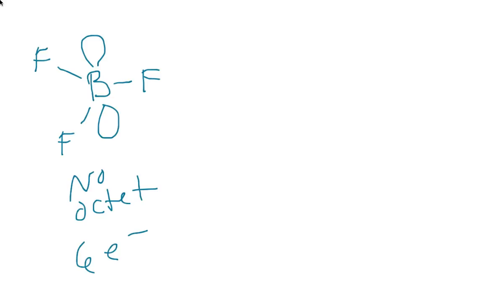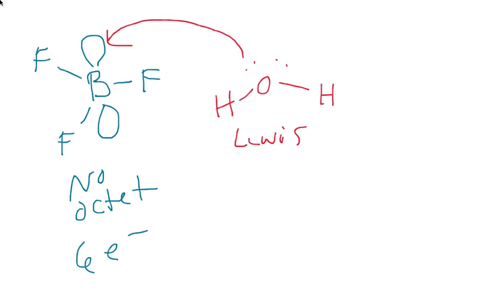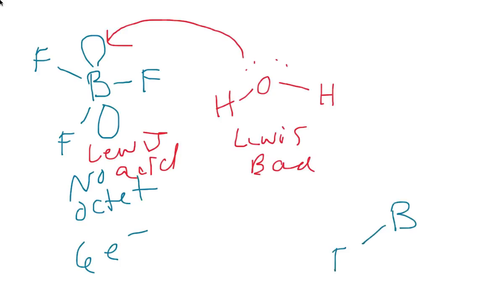So if I take something like, well, let's just take water. Water with its lone pairs can donate its electrons. So this is the Lewis base. And this is a Lewis acid. And it can form a bond. I'm getting pretty good at these color codes. So then we would have something like this.